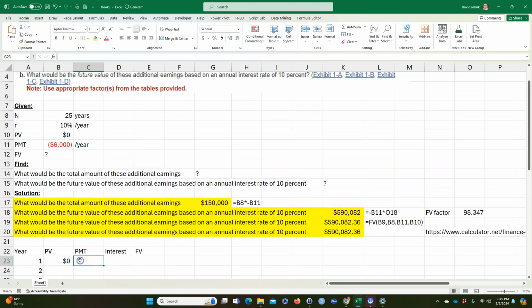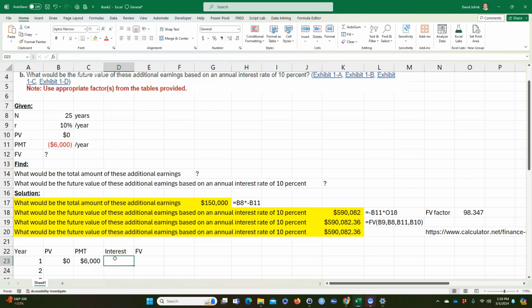And my payment, in this case, you're going to say is positive because you're using math, you're not using an Excel function, or you're not using a financial calculator. So I'm going to say it's equal to a negative this. And I'm going to F4 this. And F4, make sure when I copy it down, it always points to that.